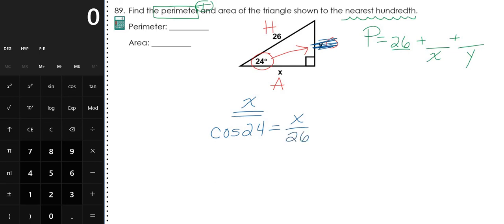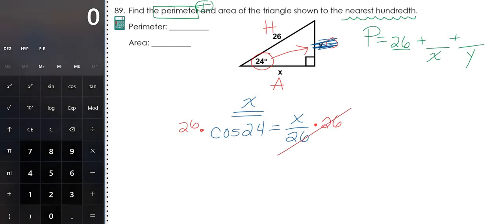Now, your denominator is 26, and that's what you want to get rid of. So you're going to multiply both sides by 26. In the calculator, the right side will have the 26s cancel. So let's do it. 24 cosine. I like to do my trig function first if I can. So 24 cosine is about 0.9135. Multiply that by 26, and we're going to get 23.75, so on and so forth.